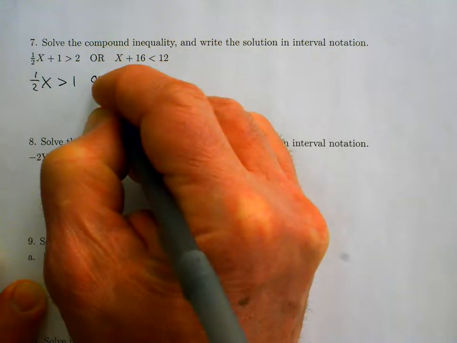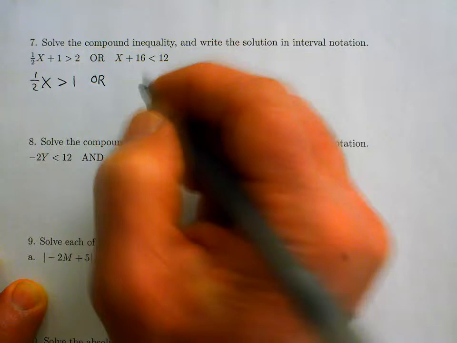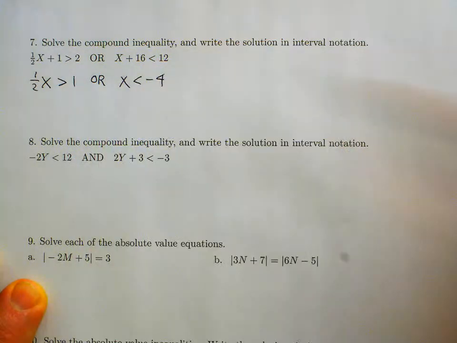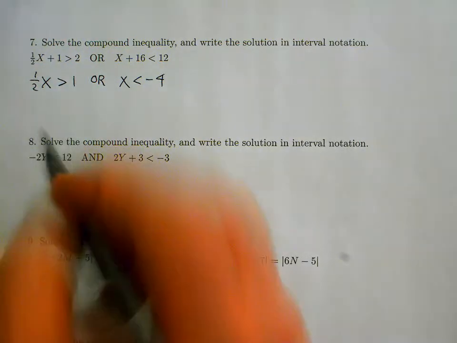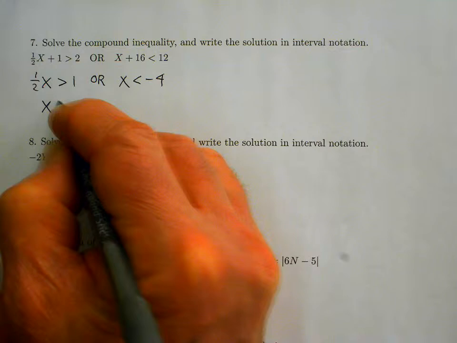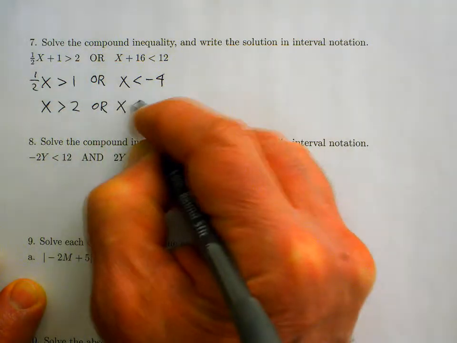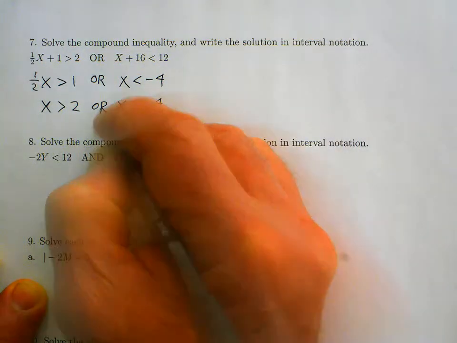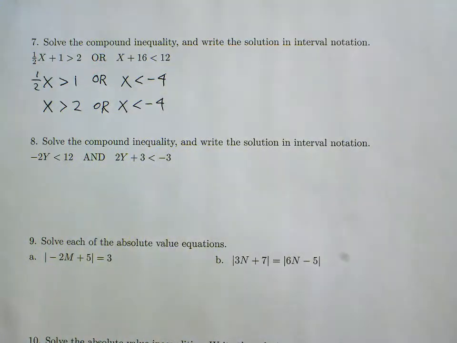And let's do this together. Or, and then the right-hand side, subtract 16. And we get x is less than -4. On the left-hand side, we multiply both sides by 2, and we get x is greater than 2 or x is less than negative 4. Hey, it doesn't say to graph this, but graphing it might be a help.